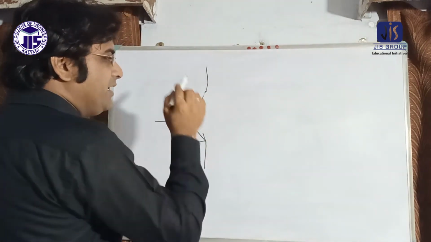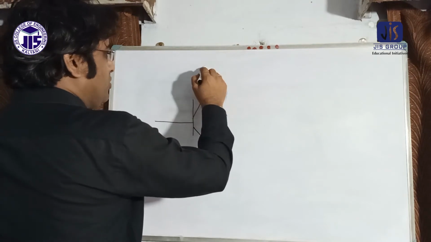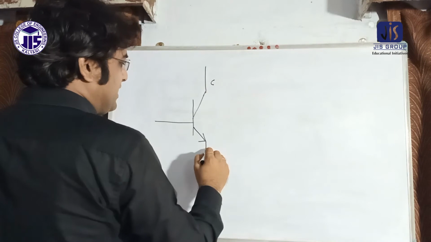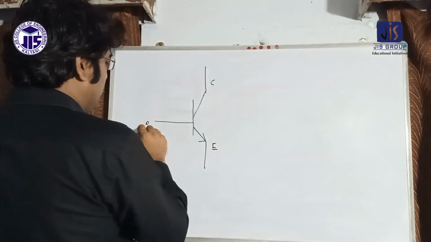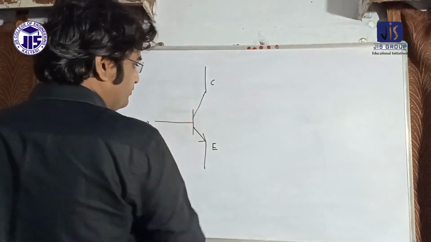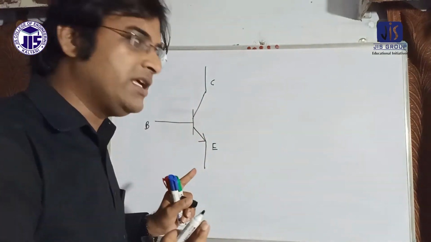This is the NPN transistor. This is called the NPN transistor. This is the collector, this is the emitter, and this is the base. This is an NPN transistor. Okay, very good.